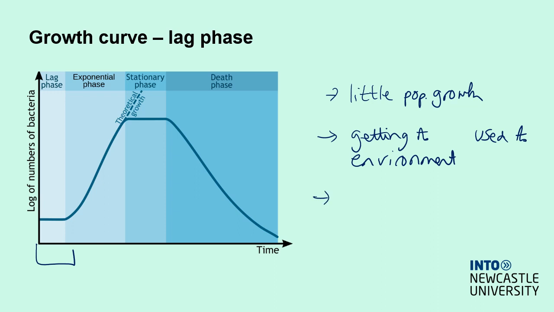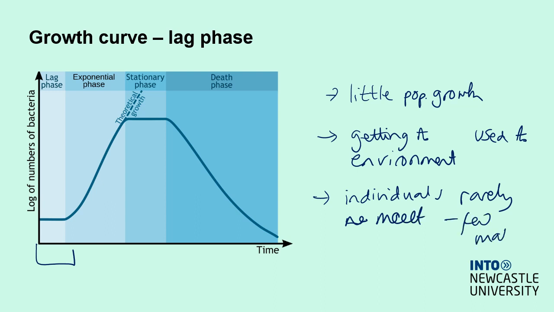If it does mate sexually, because there are low numbers of individuals, they rarely meet. So you've got only a few matings, so a low reproductive rate. If it's an organism that reproduces asexually, like yeast in the lab, they're just starting to make the enzymes that are needed to digest the food that is present. So you get this classic lag phase.